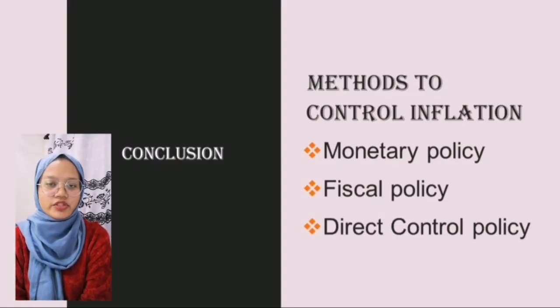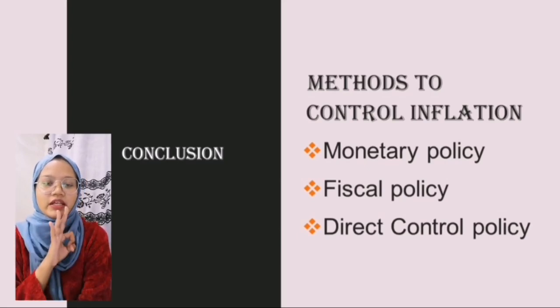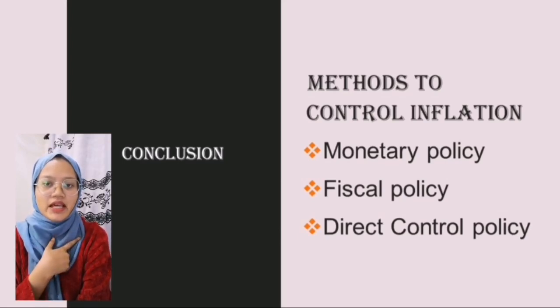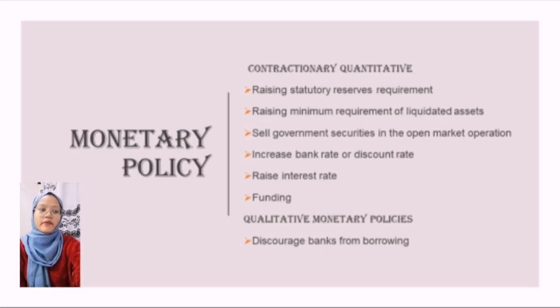So next is the conclusion. For the methods of controlling inflation, there are three methods: monetary policy, fiscal policy, and direct control policy. The monetary policy has two types: contractionary quantitative and contractionary qualitative policies. The government applies contractionary quantitative and qualitative monetary policy, which will decrease the money supply and credit creation, and hence decrease aggregate demand in order to stabilize the economic situation and to control inflation.